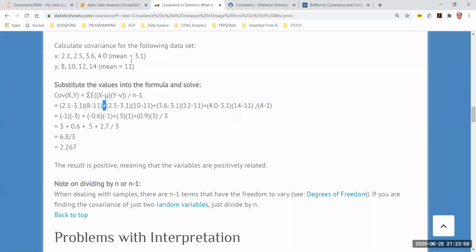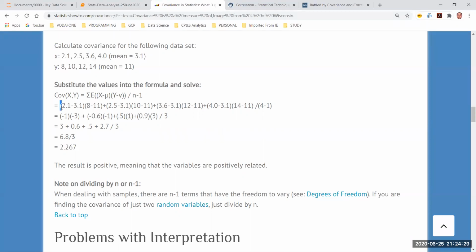I am subtracting the mean from each and every value. You see 2.1 minus 3.1, then 8 minus 11. So what I'm doing is xi minus mu multiplied by yi minus v, where x1, x2, x3, x4 are the 4 values of x, y1, y2, y3, y4 are the 4 values of y, mu is the mean of x, v is the mean of y.